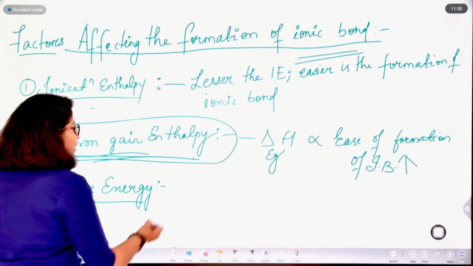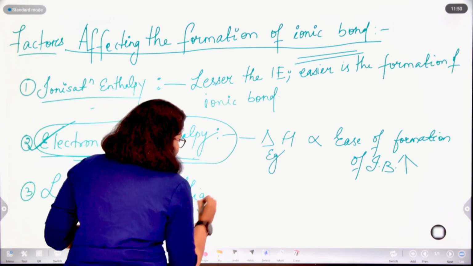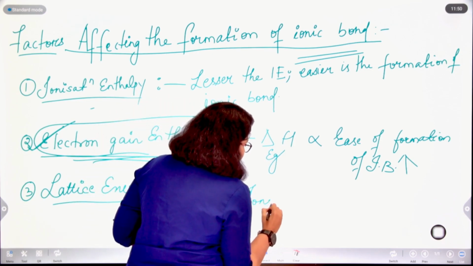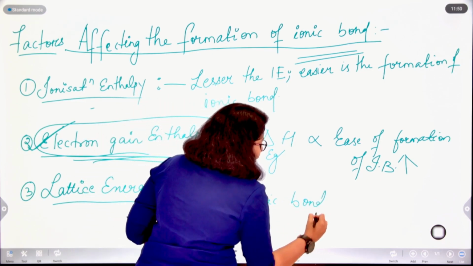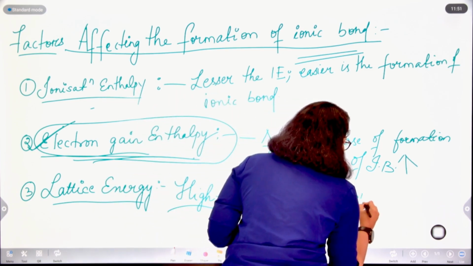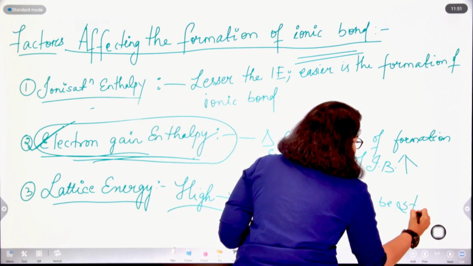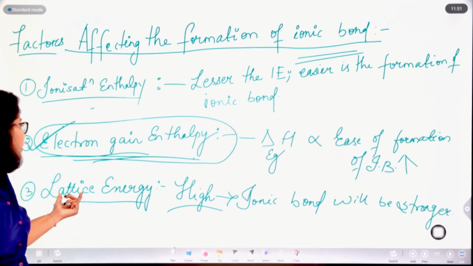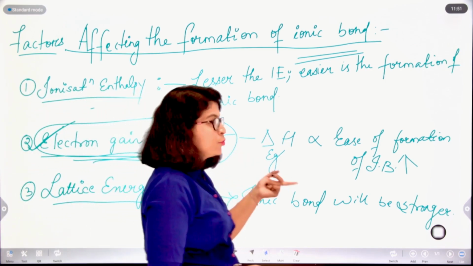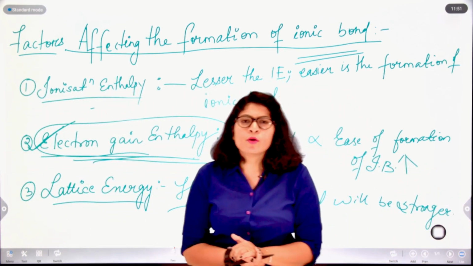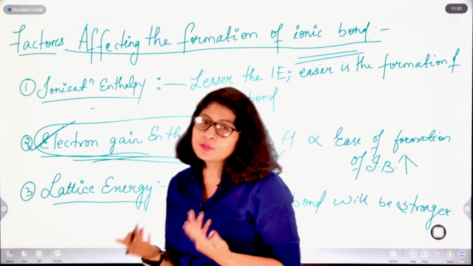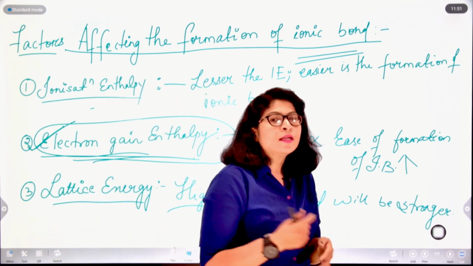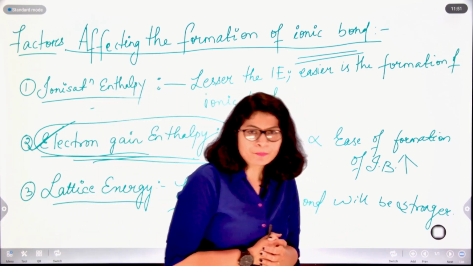So if the lattice energy is high, then the ionic bond will be stronger. Lattice enthalpy or lattice energy is directly proportional to the strength of the ionic bond. If the amount of energy released is more during the formation of a lattice, or the amount of energy required is more to break a lattice, then the ionic bond will obviously be considered stronger.